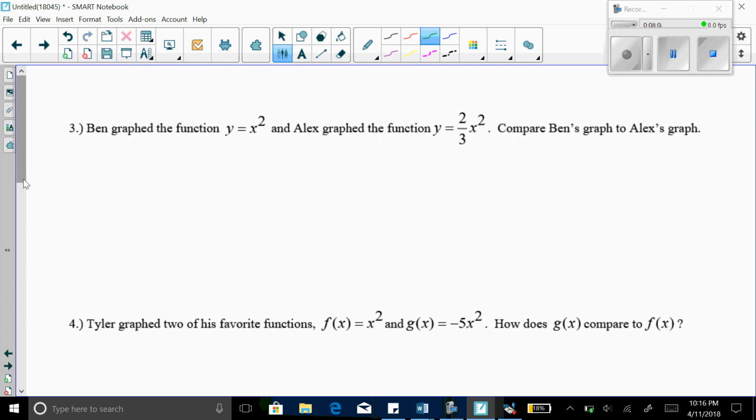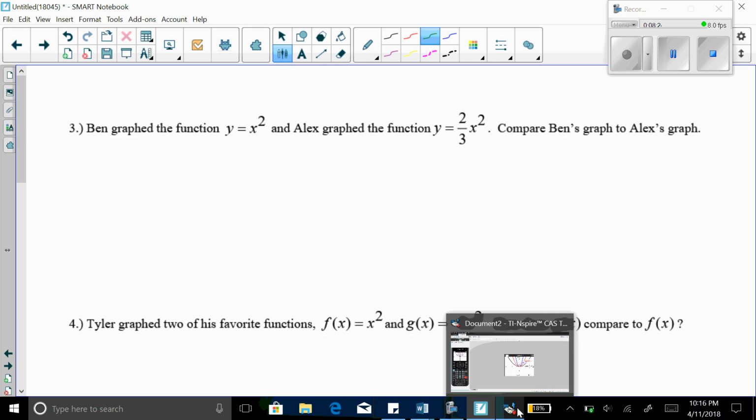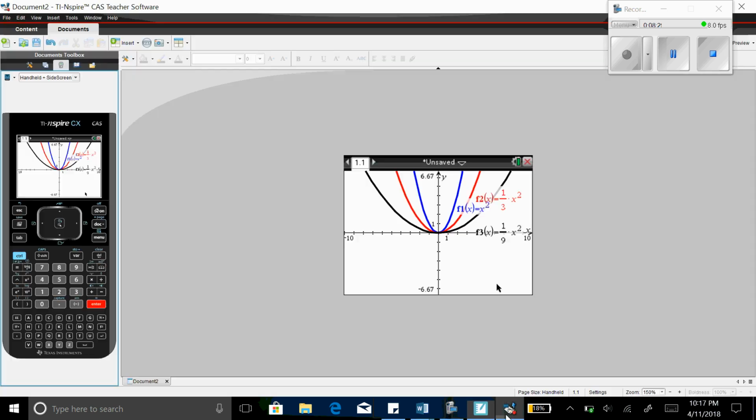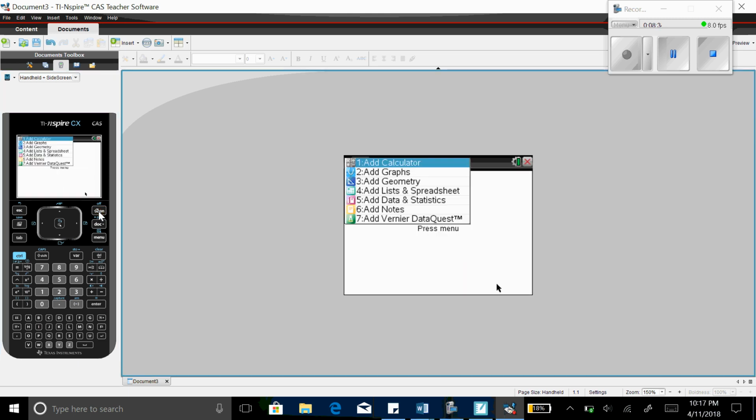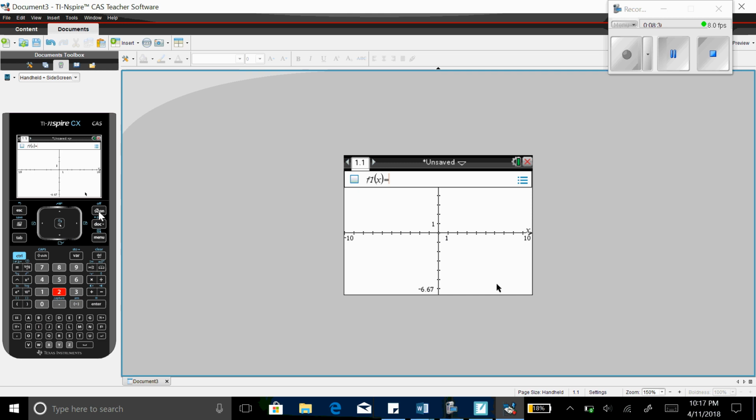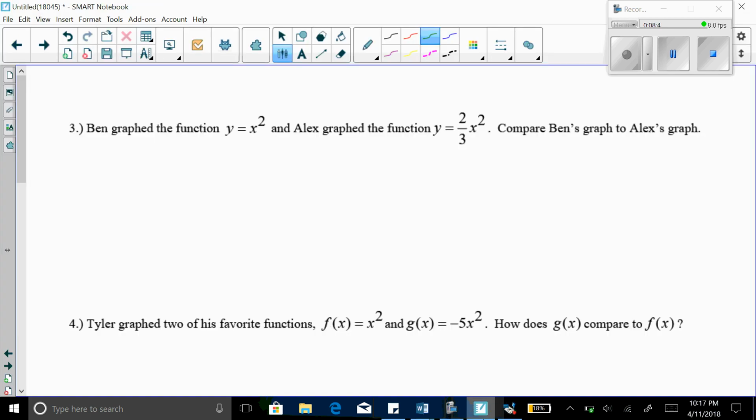All right, we have 2 more problems here. So Ben graphed the function y equals x squared, and Alex graphed the function y equals 2/3 x squared. Compare Ben's graph to Alex's graph. So how are we going to do this? Whenever you have to compare graphs, you're going to go right to your calculator. So we're going to take our calculator out, go to a new document, don't save, add a graph, and we're going to add in Ben's function first.